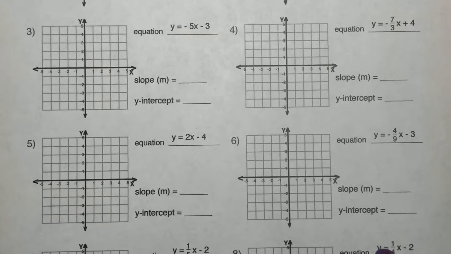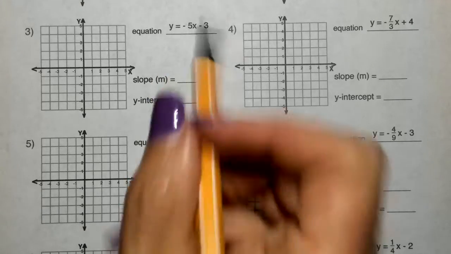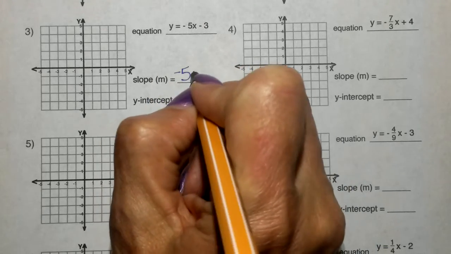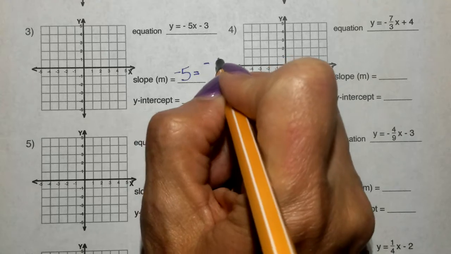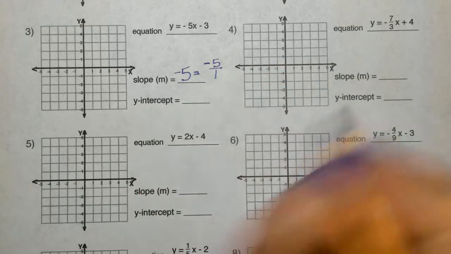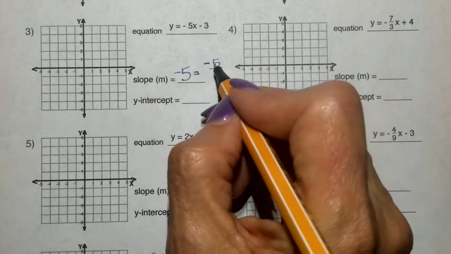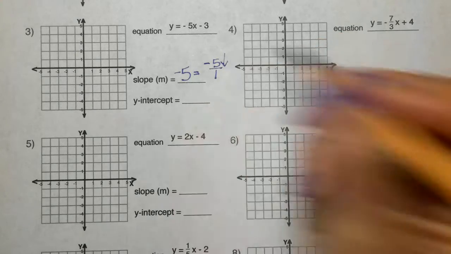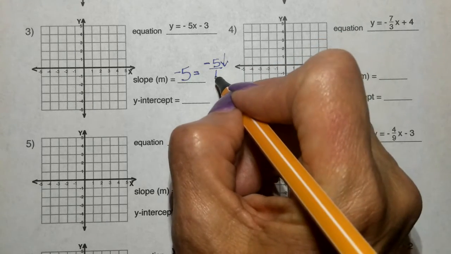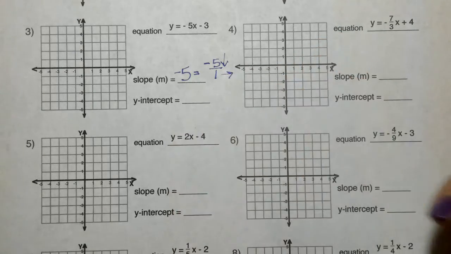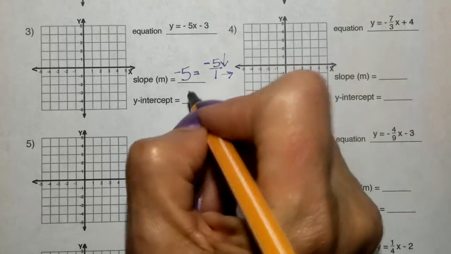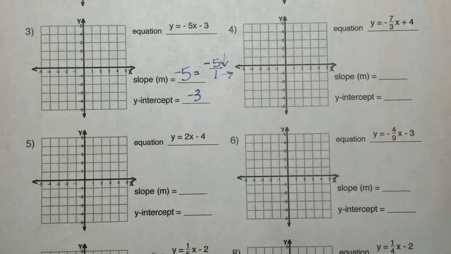Number 3. Slope is my coefficient of x, negative 5. And remember, I need it to be a fraction. So negative 5 over 1. Always use a positive 1 underneath. So a negative 5 takes me down 5, and a positive 1 takes me to the right 1. My y-intercept is at negative 3.